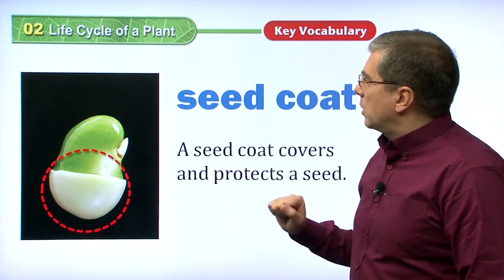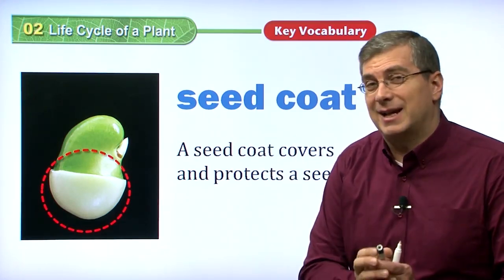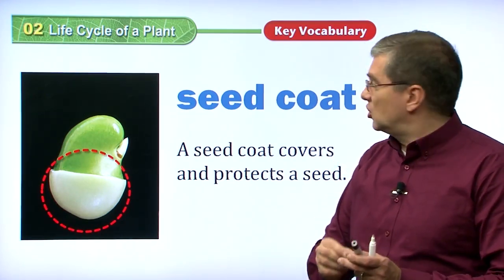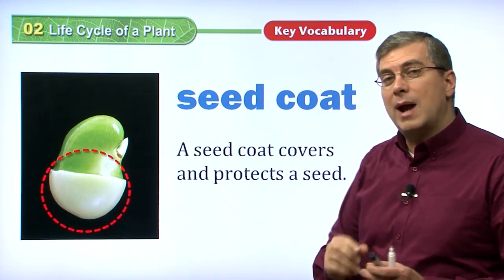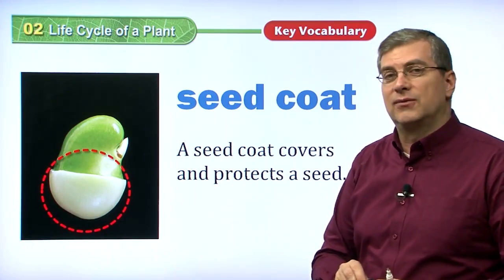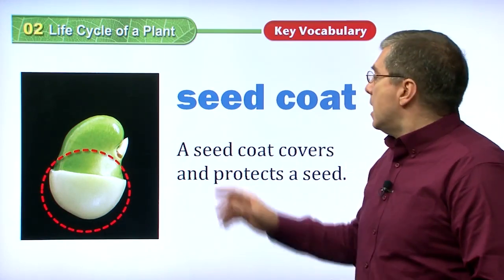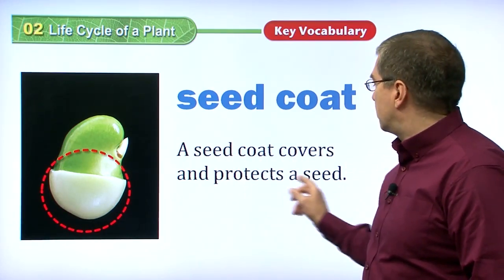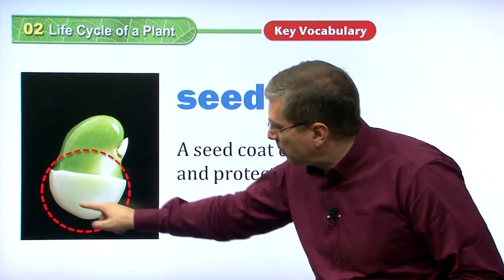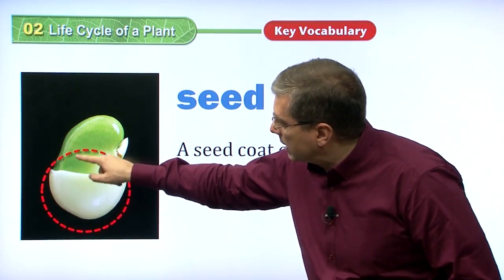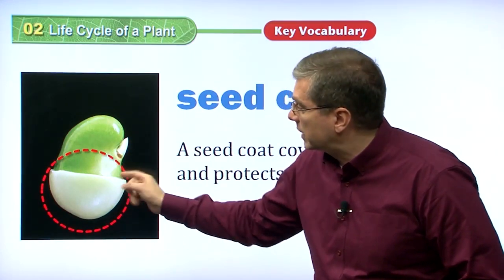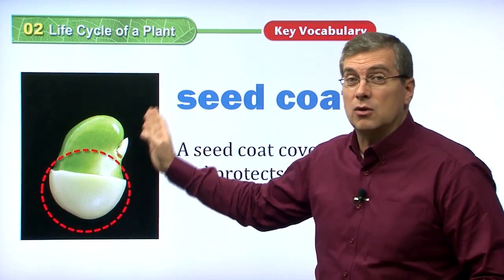Now, it's very important that the seed is protected, right? The seed needs to have some kind of shell or coat around it to protect it from the elements, to protect it from insects, for example. A seed coat covers and protects a seed. So you can see it's been taken away here. This part is the seed coat. Normally, it covers the whole seed, but this seed is about to grow, so it looks like it broke off. It's going to start growing now.